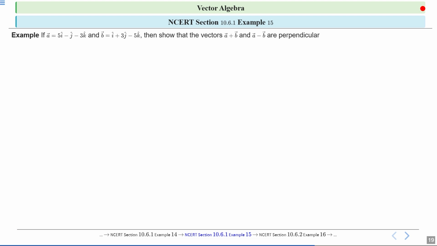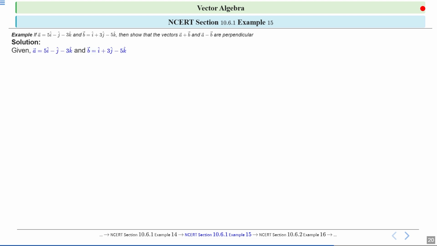Okay. Now, let's see NCERT section 10.6.1 example 15, which says: if A vector is equal to 5 I cap minus j cap minus 3 k cap and B vector is equal to I cap plus 3 j cap minus 5 k cap, then show that the vectors A vector plus B vector and A vector minus B vector are perpendicular. So let's see how we can solve this. We have A vector is equal to 5 I cap minus j cap minus 3 k cap and B vector is equal to I cap plus 3 j cap minus 5 k cap. Then we have to show that A vector plus B vector and A vector minus B vector are perpendicular.